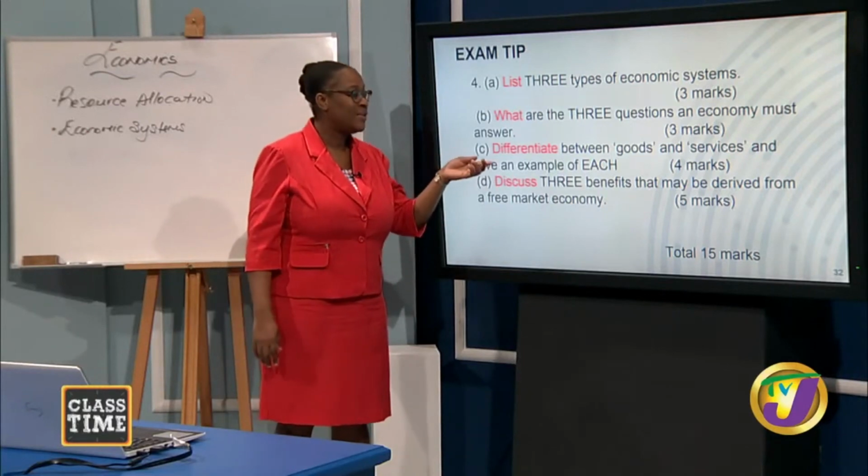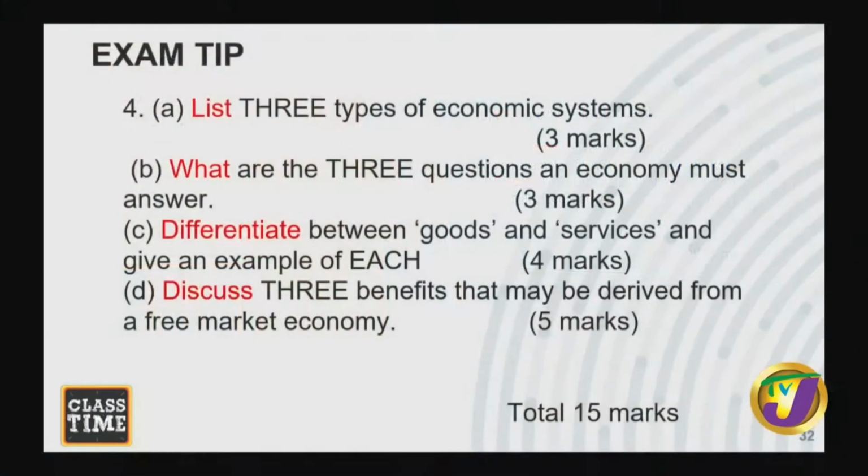Good. Now it says for this one, differentiate. Differentiate means that you're going to show why they are different. So goods and services, we looked at the last class. We know that a good is a tangible item that you can touch, while services are intangible. Don't forget the part that says give an example. A good can be a bottle of soda, while services can be your hairdressing services, barbering, a spa treatment, or doing your transaction at the bank or online banking.